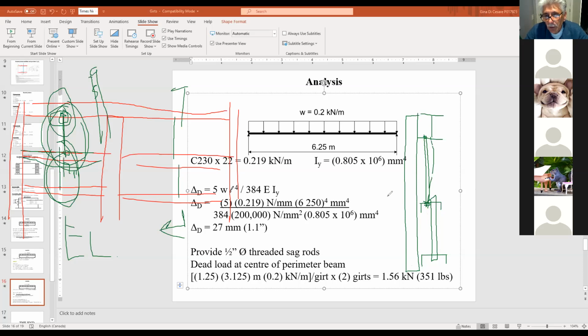Okay, so sir, the sag rods, we just include them in our calculations? No, the sag rods, you just show them on your drawing. Instead of just saying sag rods, the diameter. But for the other calculations, you said you were going to include them.